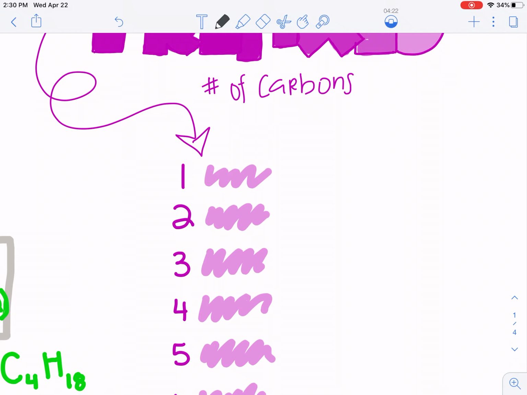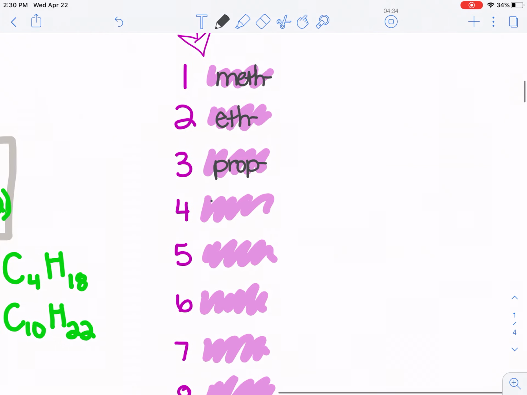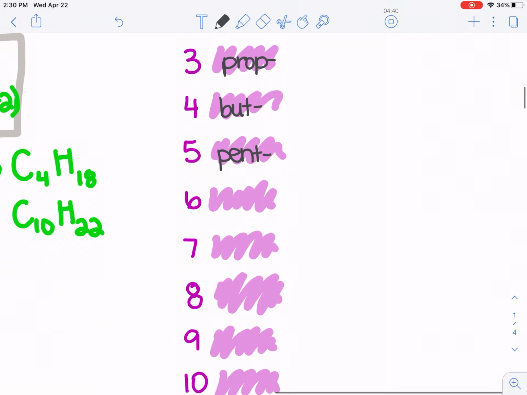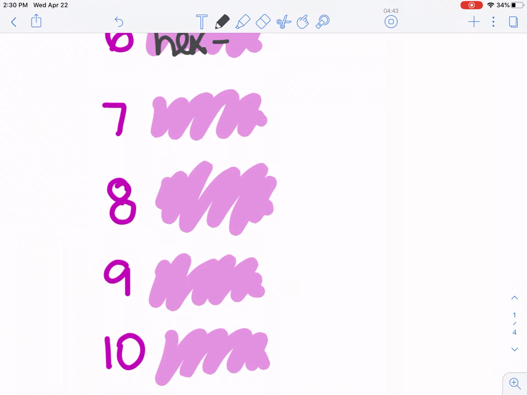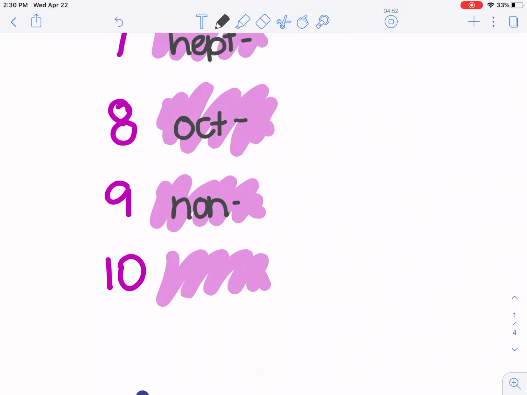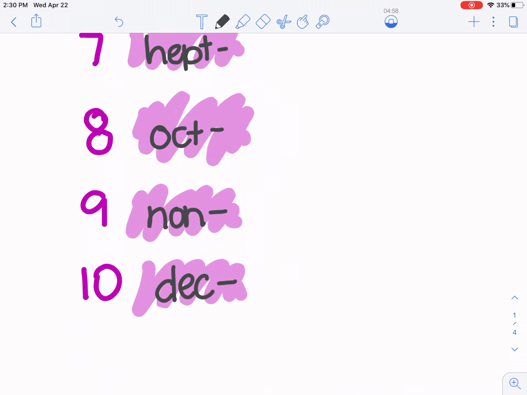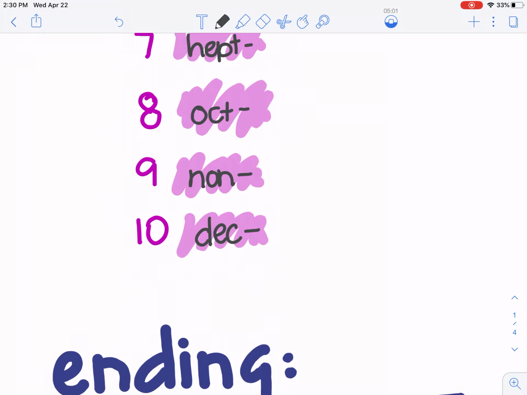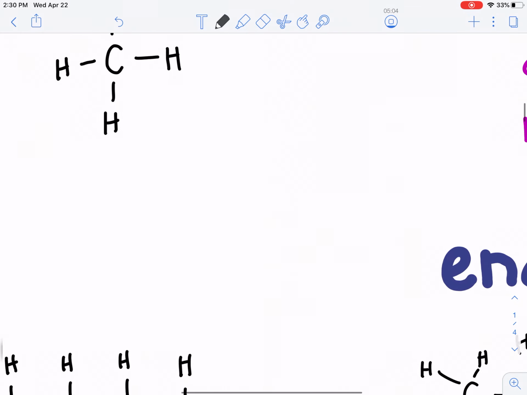If there's 1 carbon, we use the prefix meth. 2 carbons is eth. 3 is prop. 4 is but. 5 pent. 6 hex. 7 hept. 8 oct. 9 non. 10 is dec. There are more. It does not end at 10, but we probably won't ever use more than 10 because that's quite a lot of carbons.